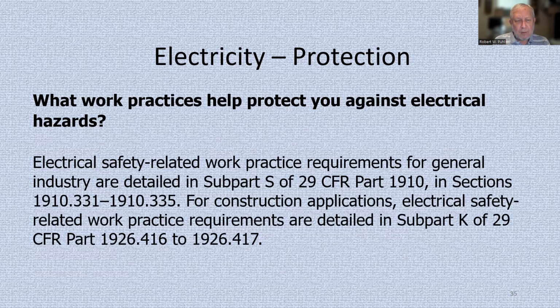Electrical safety-related work practices requirements for general industry are detailed in Subpart S of 1910, in sections 1910.331 to 335. We're going to look at every one of those too. For construction applications, electrical safety-related work practices requirements are detailed in Subpart K, 1926.416 and 417.